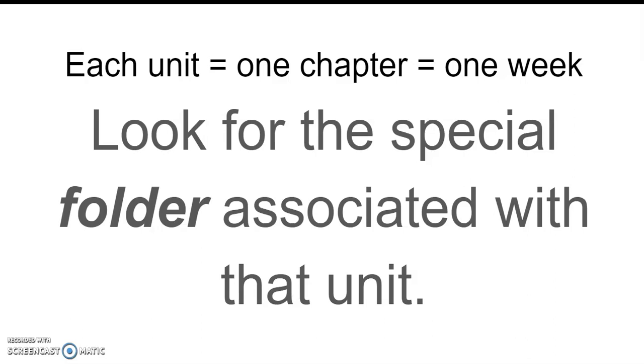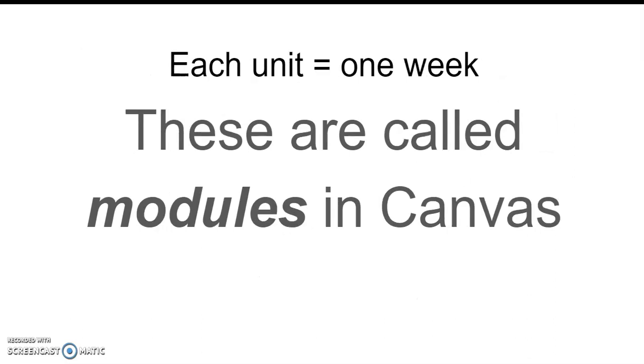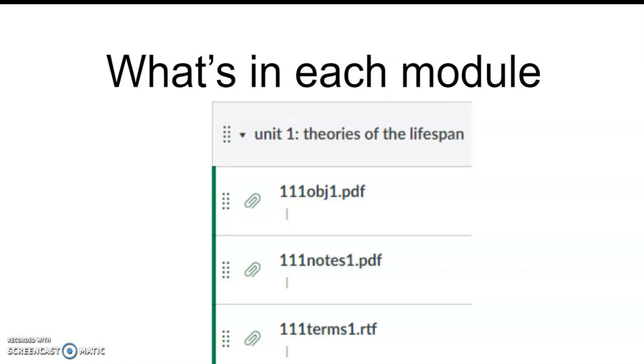Each week, we do one unit for a total of 10 units in this class. In the backup sites, look for the special folder associated with that unit. Now, these are called modules in Canvas, but it's the same thing. Here is what you will find inside of each unit module. You'll find a list of objectives. You'll find a short set of lecture notes, usually between 2 and 6 pages long. And you will find a list of terms for that unit.